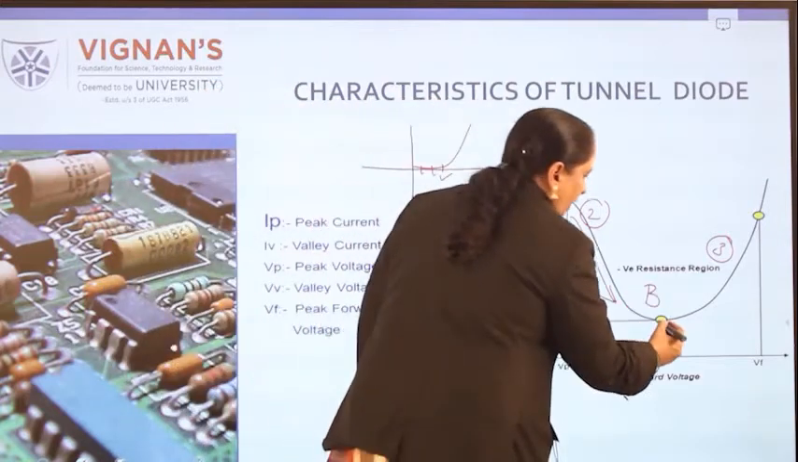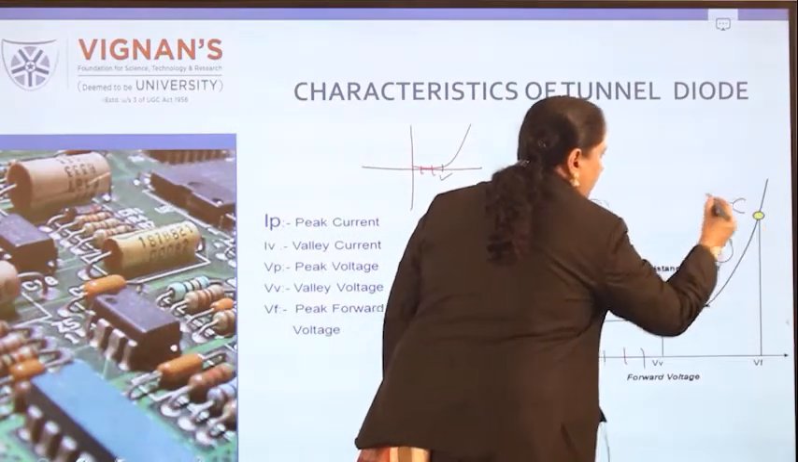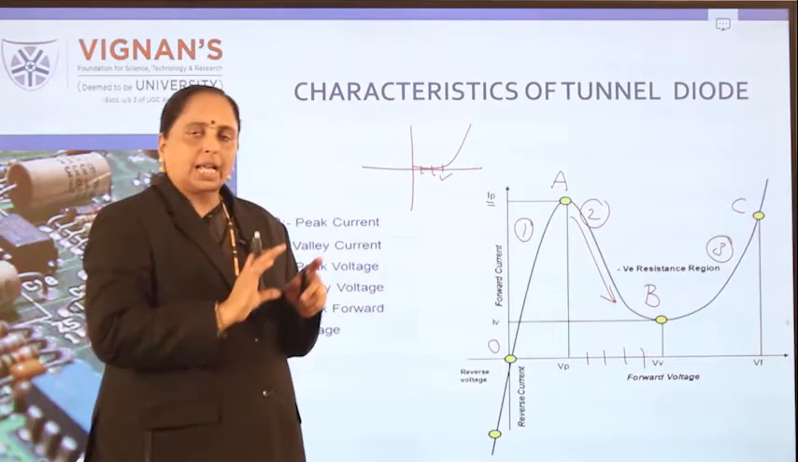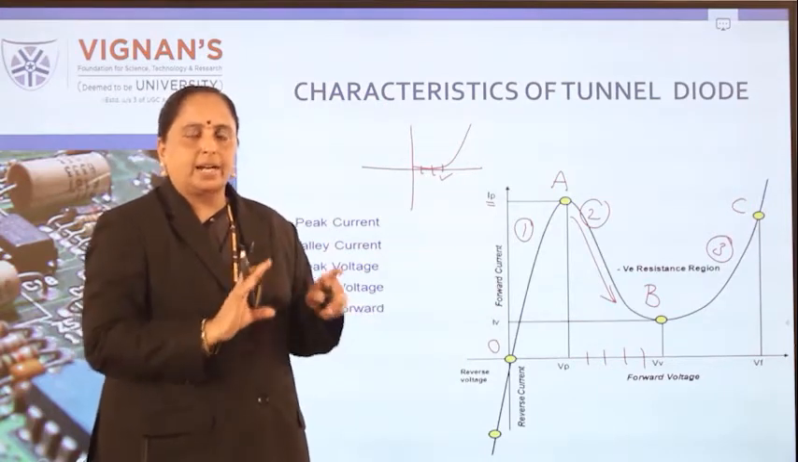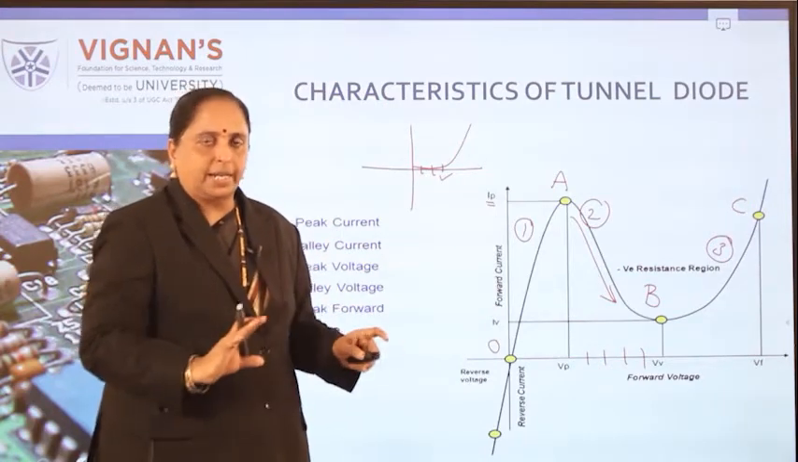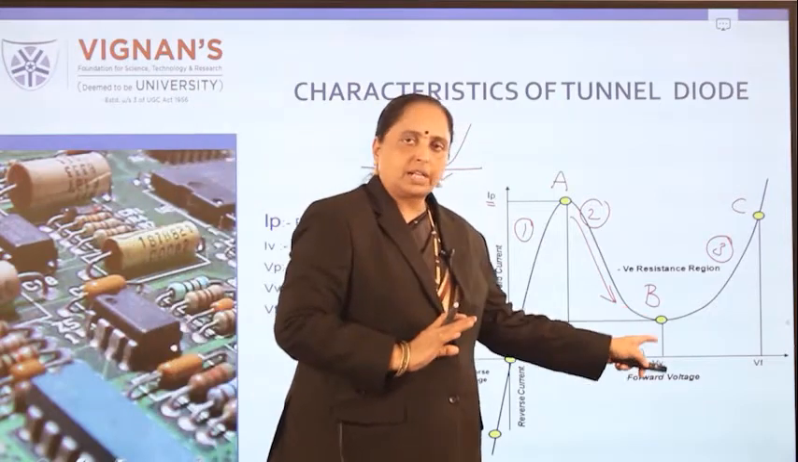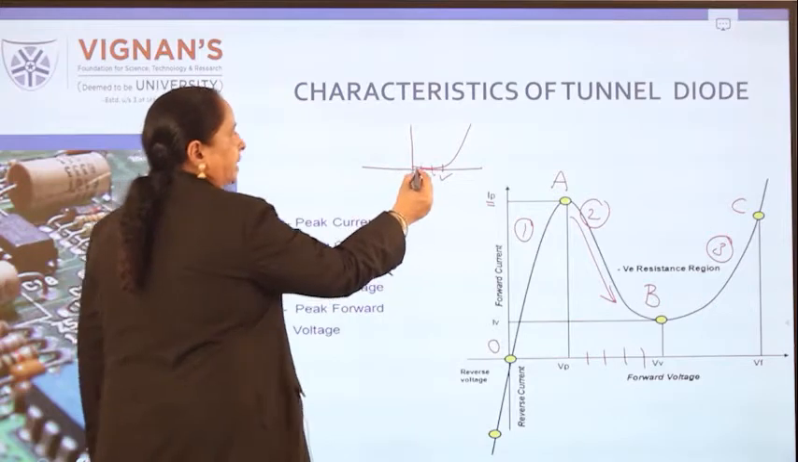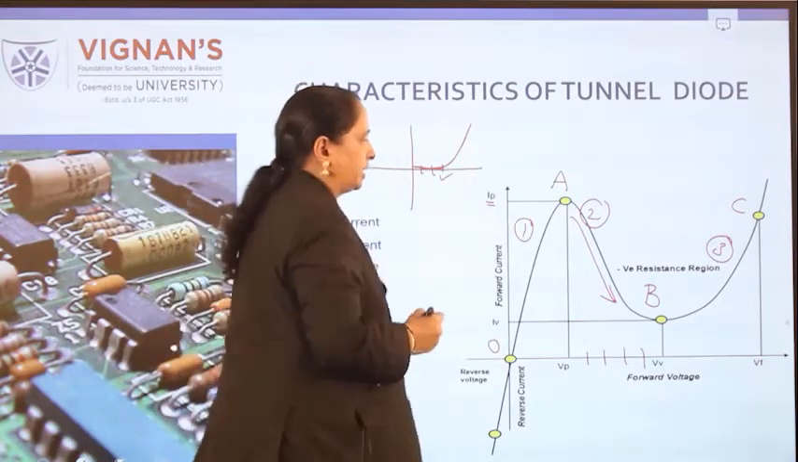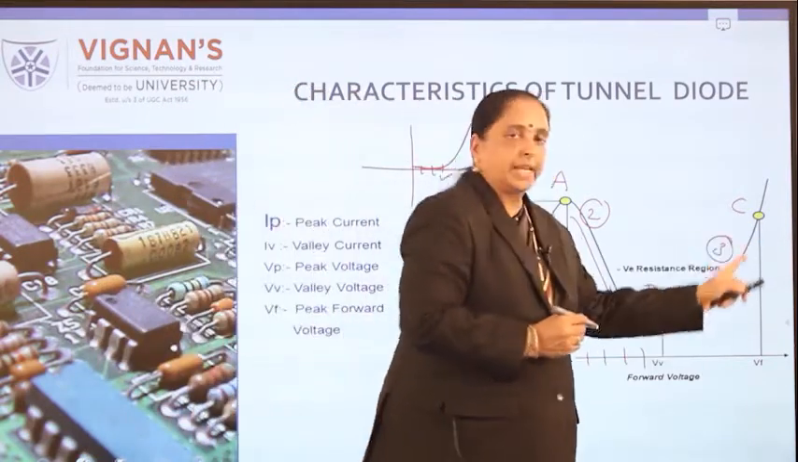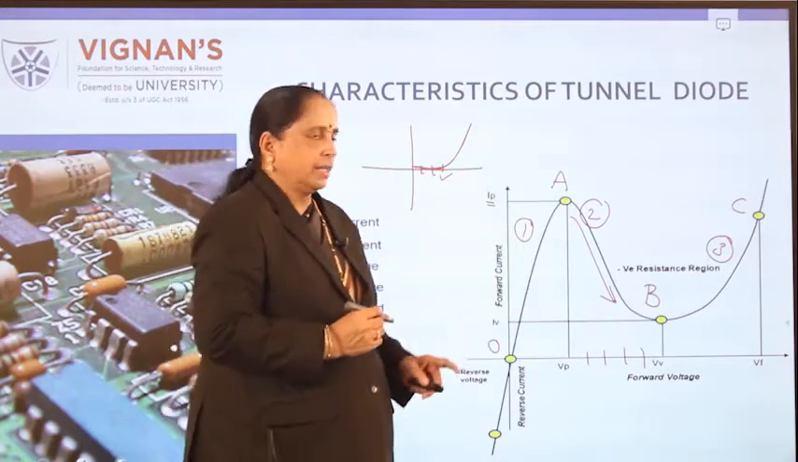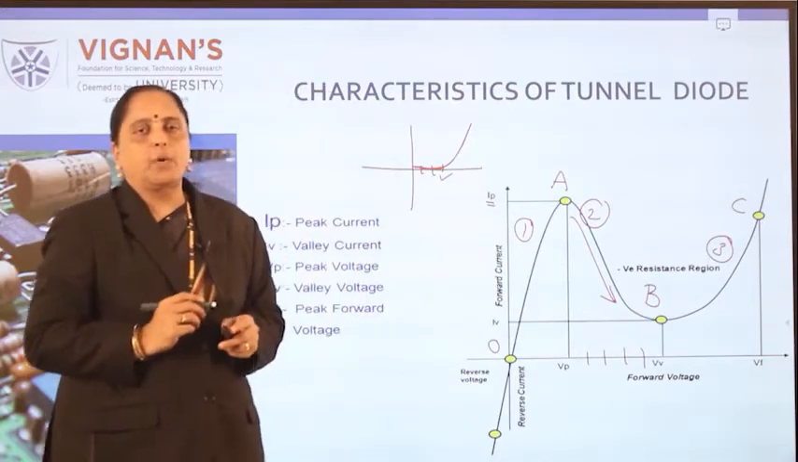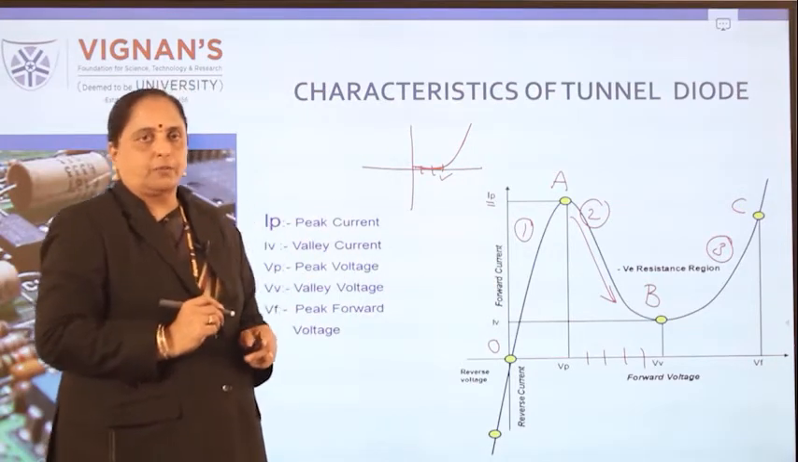Fast switch also. Then from B to C, once the tunneling process is completed and the negative resistance process is completed, this tunnel diode behaves as an ordinary PN junction diode. See here, like an ordinary PN junction diode. So that curve can be expected from B to C. That's why this is a very, very important question from the examination point of view.